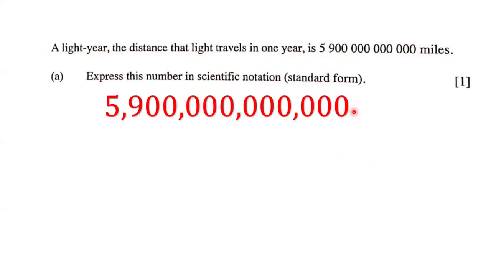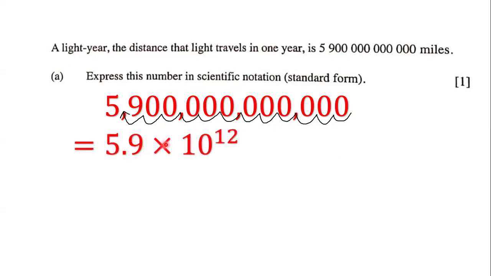So we take this, notice that the decimal point is right here, and we're going to move it over. And how many times do we move it over? This is 1, 2, 3, 4, 5, 6, 7, 8, 9, 10, 11, and 12. And so what we actually have here is 5.9 times 10 to the power of positive 12.